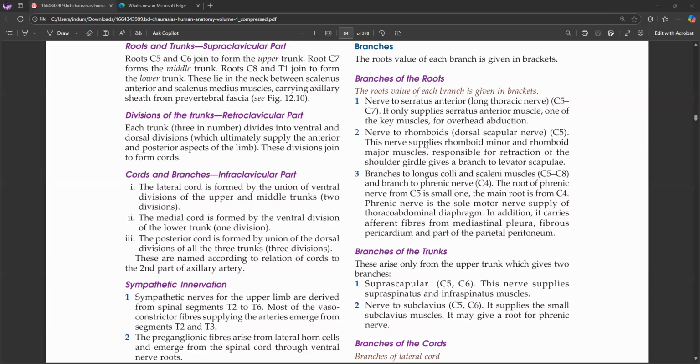The root of phrenic nerve from C5 is small. The main root is from C4. Phrenic nerve is the sole motor nerve supply of thoraco-abdominal diaphragm. In addition, it carries afferent fibers from mediastinal pleura, fibrous pericardium, and part of the parietal peritoneum.